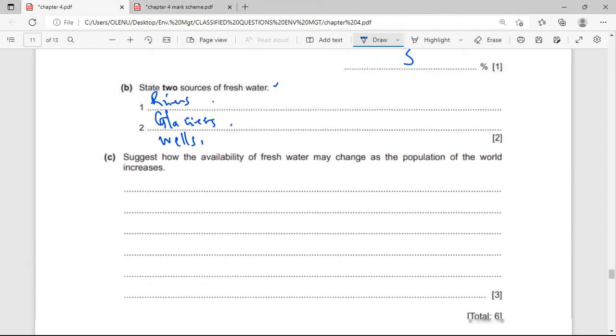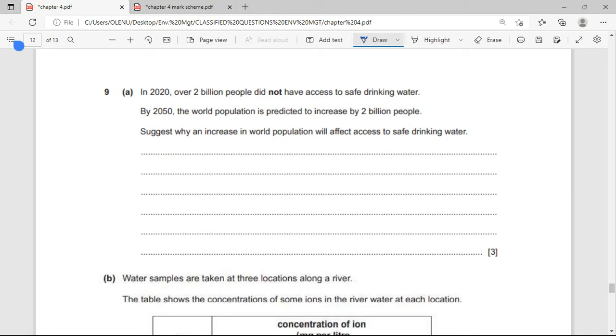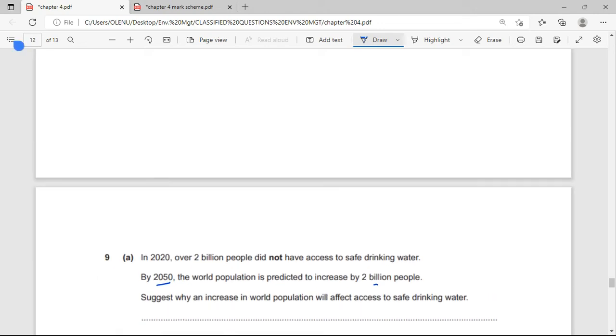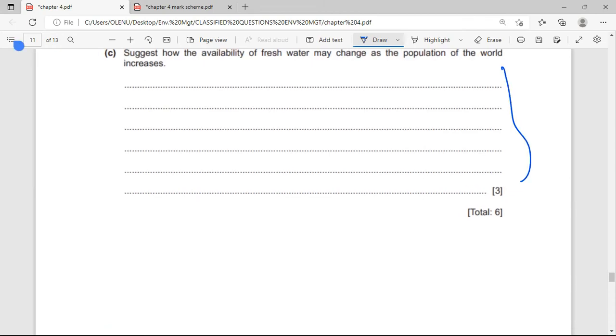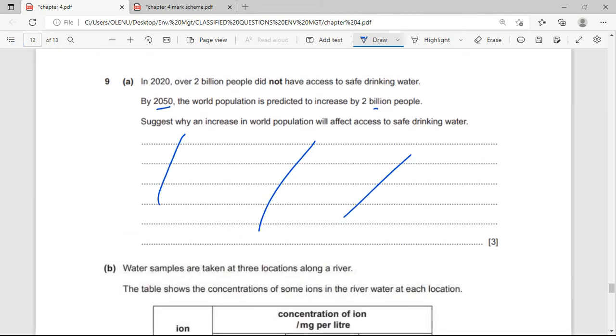Now they said in 2020 over 2 billion people did not have access to safe drinking water. By 2050, the world population is predicted to increase by 2 billion people. Suggest why the increase in population will affect access to safe drinking water. That question and this question are the same thing, so usually you answer it in the same format.